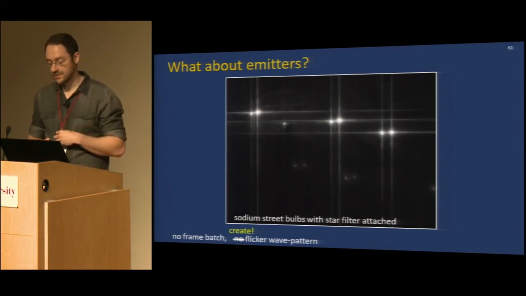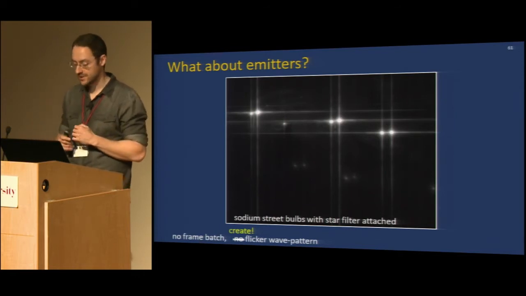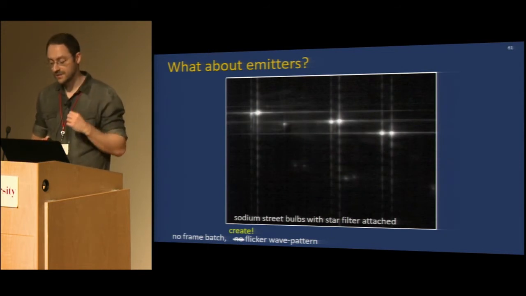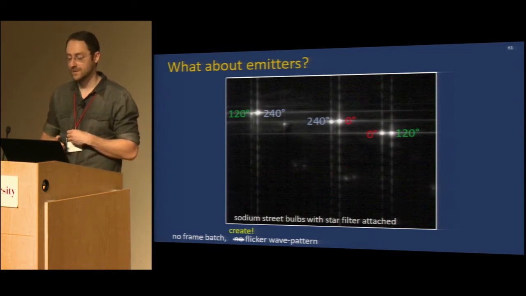When aligned with the sensor, the star filter point spread function smears the emitter light in the vertical direction. Now, combined with flicker, this produces the vertical wave pattern that was missing. And we can apply our AC analysis and retrieve the AC phases of the bulb.